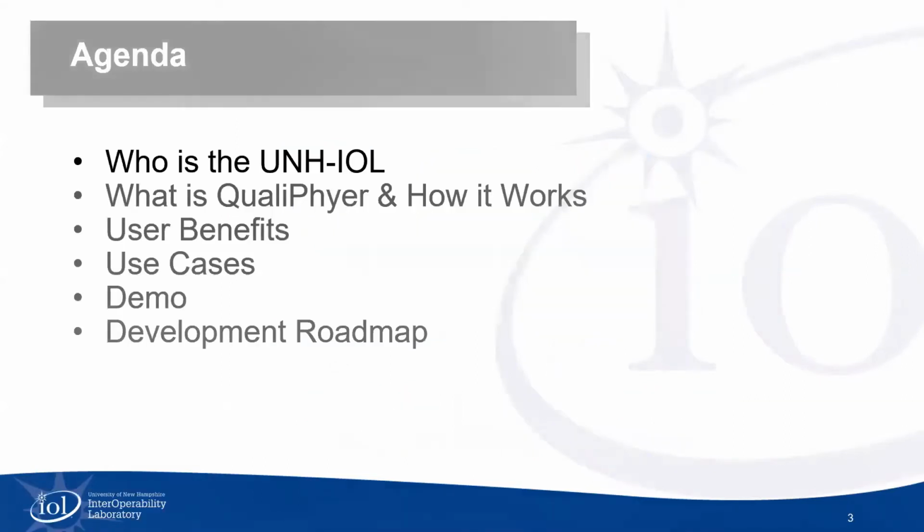Brief overview of our agenda. First we'll briefly introduce who the UNH-IOL is, in case you're unfamiliar with us. Then we'll cover what is QualiPhyer and how does it work. Go over some user benefits, a couple of use cases. Then Blake will join us to provide a demo of the software. And then we'll close with a brief overview of our development roadmap with some of the key features that we're looking to add in the future.